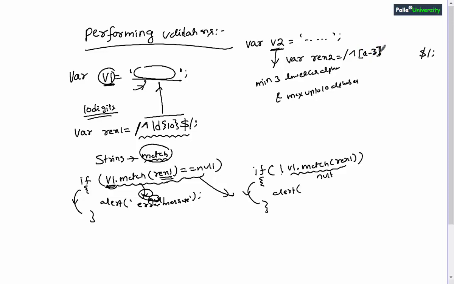Now I want to verify whether this v2 variable is having minimum 3 to maximum 10 characters or not. How to verify? How to write the regular expression here? We must write quantifier 3, 10, right? So let me explain the meaning of this regular expression. Any of the characters between a to z, if it is present for minimum 3 times, maximum 10 times, obviously that corresponding variable content will be treated as valid content.